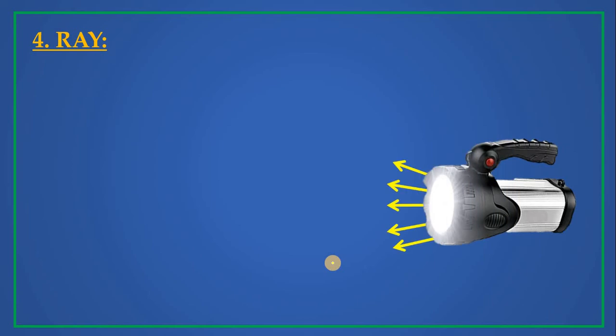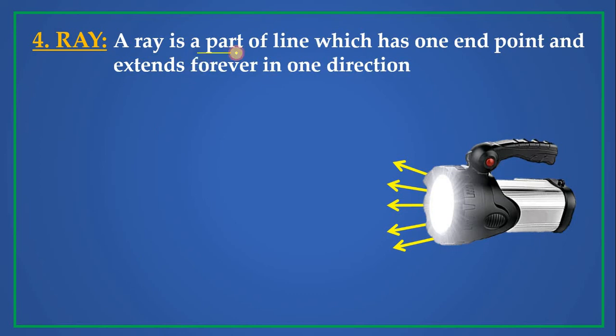Next, let us see another term, that is ray. Take a torch and just switch it on. The light spreads around. How do the rays of light travel? Why are we using the term ray? Because it travels only in one direction. It doesn't travel backward. Hence the definition: a ray is a part of a line which has one end point and extends forever in one direction. A very simple statement, children.